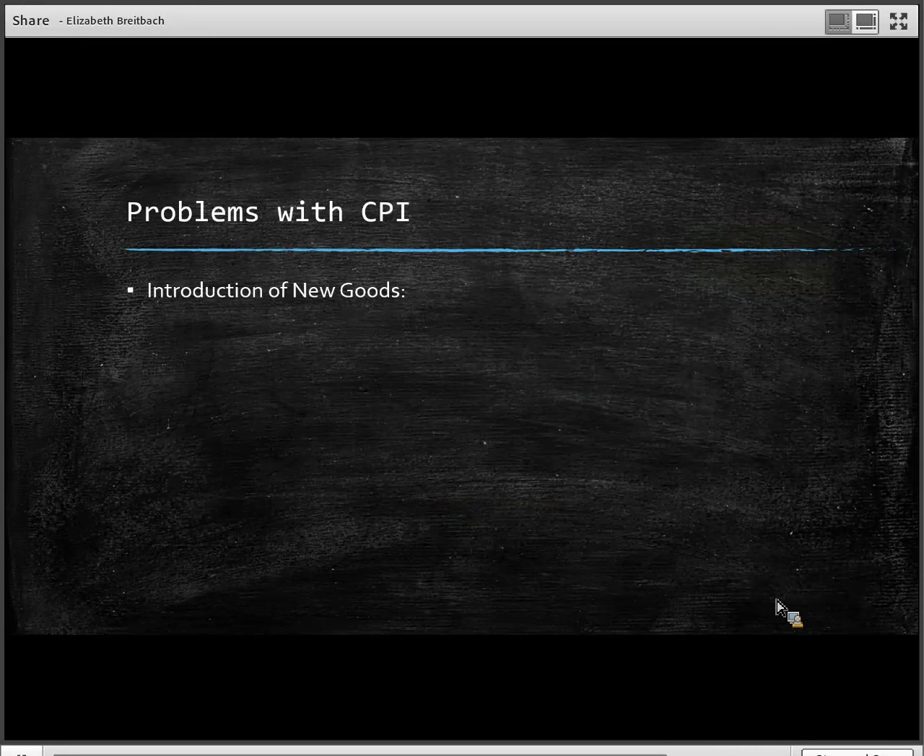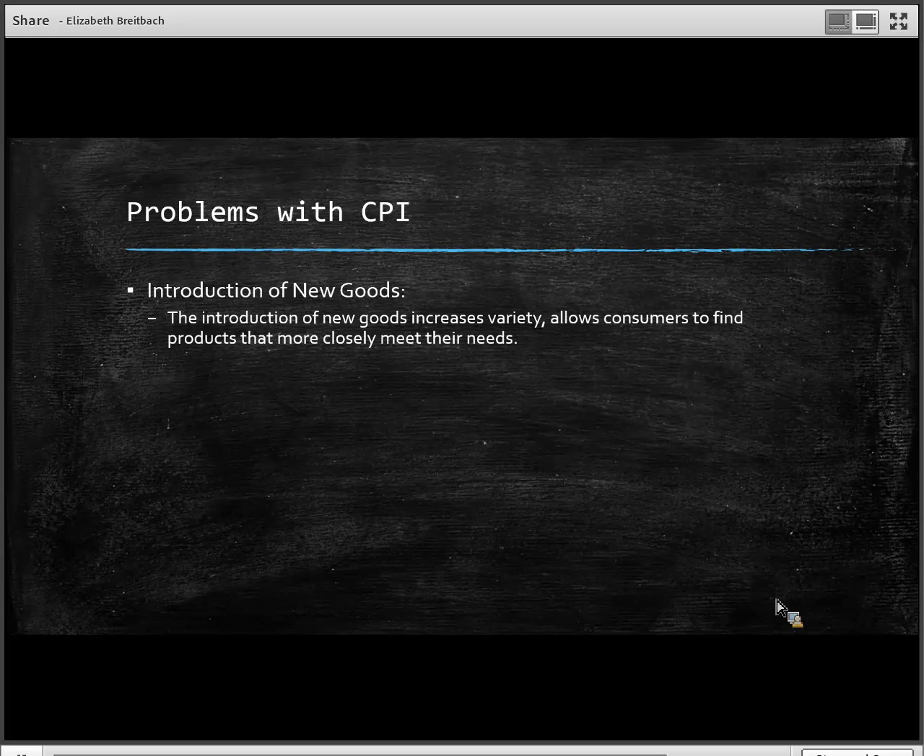And since we have a fixed basket, the introduction of new goods poses another problem. So something like Netflix didn't exist in the 1980s. And if we want to try and keep our basket fixed, this can definitely create some problems. So the introduction of new goods can help our dollars become more valuable, is what I want to say. Our dollars become more valuable because it increases variety. It allows consumers to find products that more closely meet their needs. And so something like our current iPhones, they not only do what our landlines used to do, but they also better meet our needs as consumers, because now my phone also takes the place of a video recorder, of a camera, of a computer, of all of those different things.